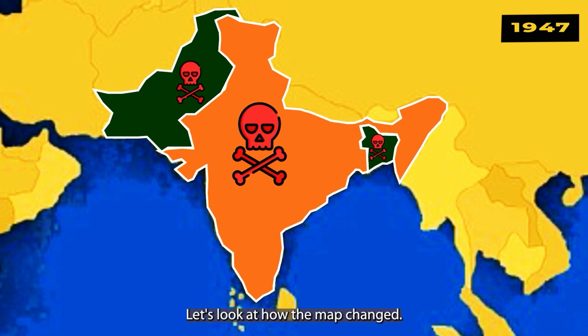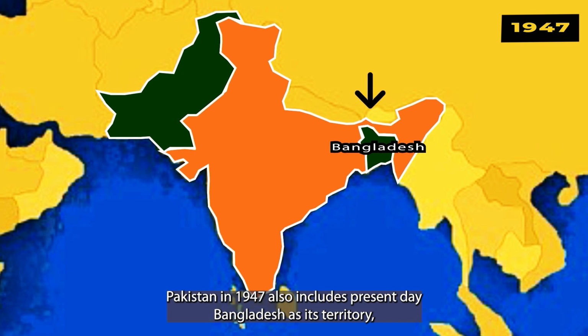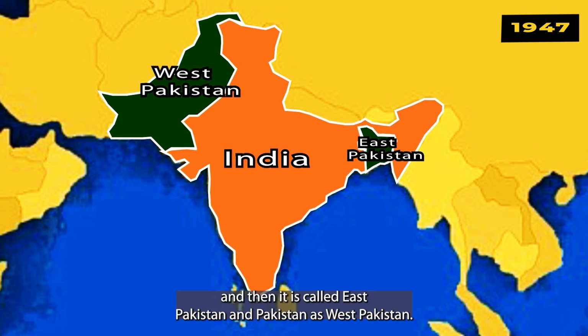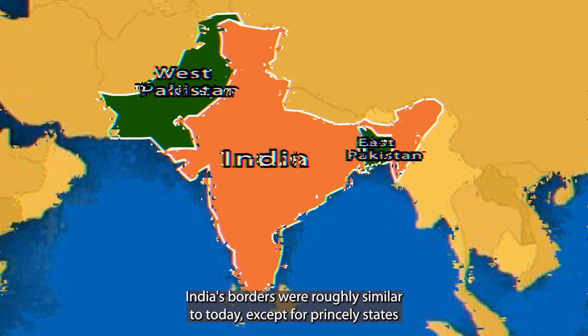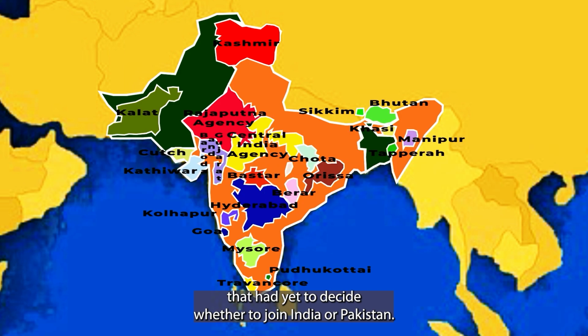Let's look at how the map changed. Pakistan in 1947 also included present-day Bangladesh as its territory, and then it was called East Pakistan, and Pakistan was called West Pakistan. India's borders were roughly similar to today, except for princely states that had yet to decide whether to join India or Pakistan.